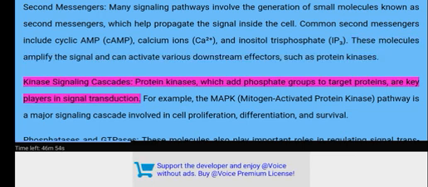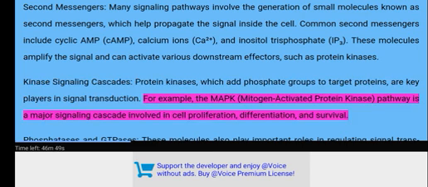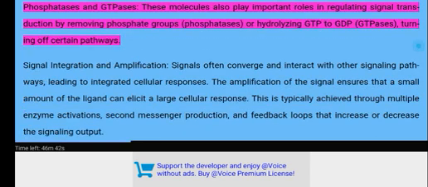Kinase signaling cascades. Protein kinases, which add phosphate groups to target proteins, are key players in signal transduction. For example, the MAPK, mitogen-activated protein kinase, pathway is a major signaling cascade involved in cell proliferation, differentiation, and survival. Phosphatases and GTPases. These molecules also play important roles in regulating signal transduction by removing phosphate groups, phosphatases, or hydrolyzing GTP to GDP, GTPases, turning off certain pathways.